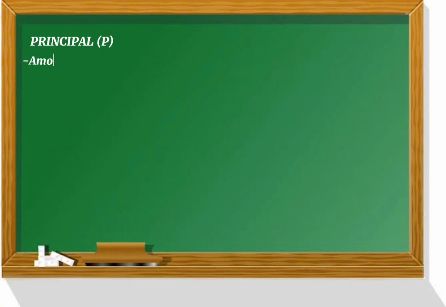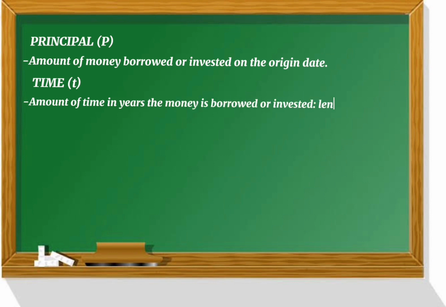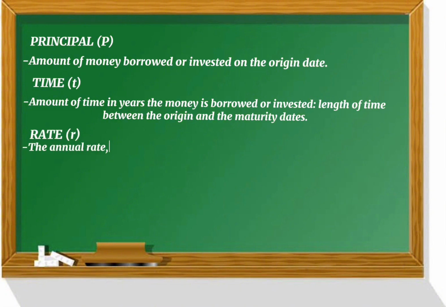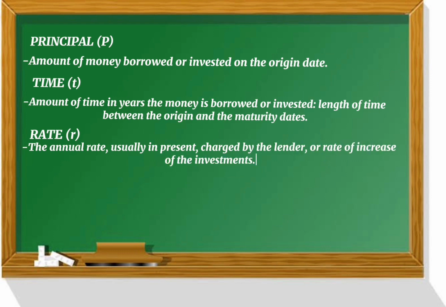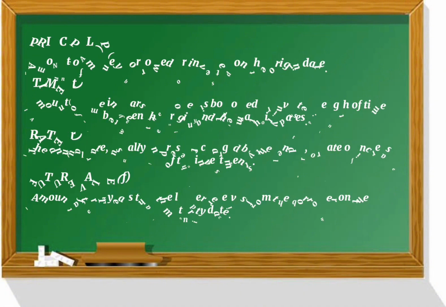Principal: the amount of money borrowed or invested on the origin date. Time: the amount of time in years the money is borrowed or invested, the length of time between the origin and the maturity dates. Rate: the annual rate, usually in percent, charged by the lender or the rate of increase of the investment. Future value: the amount after time years that the lender receives from the borrower on the maturity date.